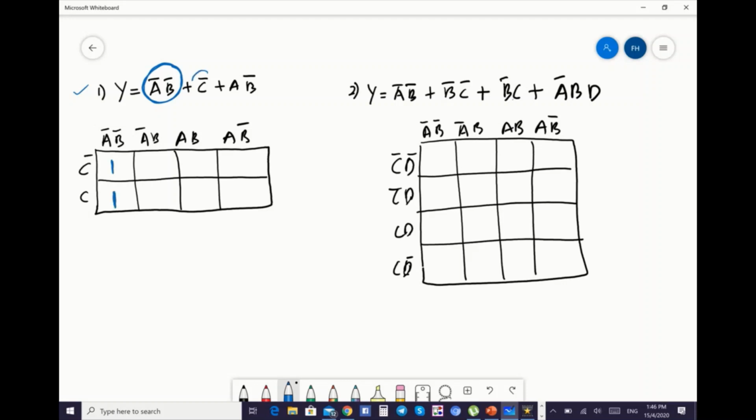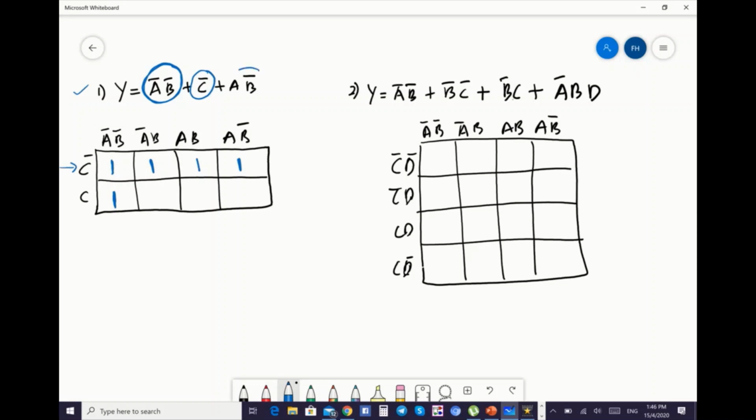Okay. So for the second value, C bar, you need to find all cells that have C bar. So the first cell is already mapped. The next cell also has C bar. This cell also has C bar. This cell also has C bar. So that means this whole row has C bar.